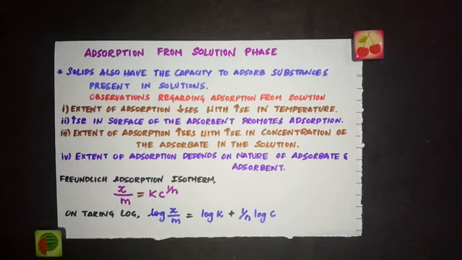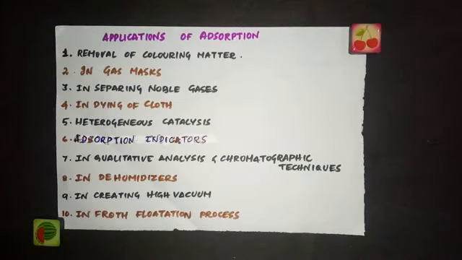Now we will move on to the applications of adsorption. The phenomenon of adsorption finds extensive applications in industry, in labs, and also in various chemical processes. So now we are going to see what are the important applications of adsorption. The first one, which we have already seen as an example, is removal of coloring matter. Many substances such as sugar, juice, and vegetable oils are colored due to the presence of impurities. They can be decolorized by placing in contact with adsorbents like activated charcoal.